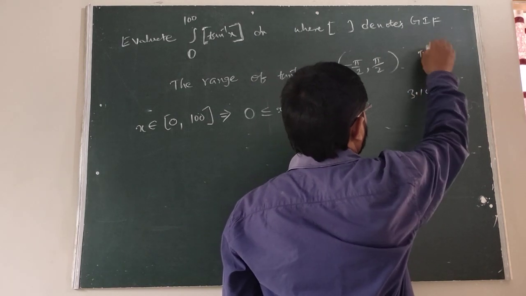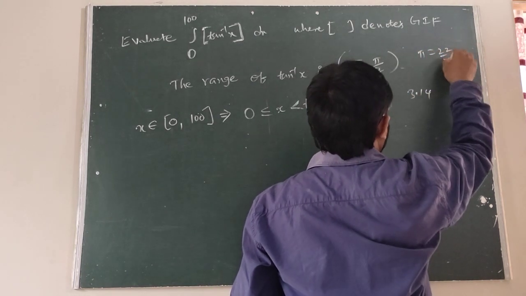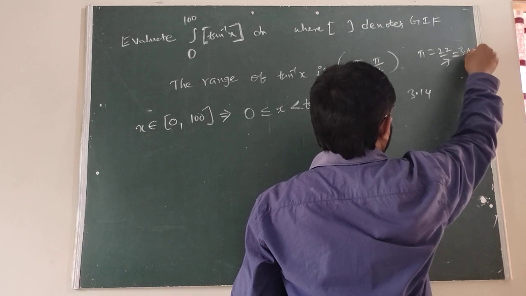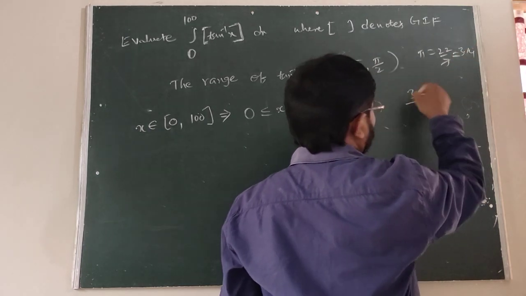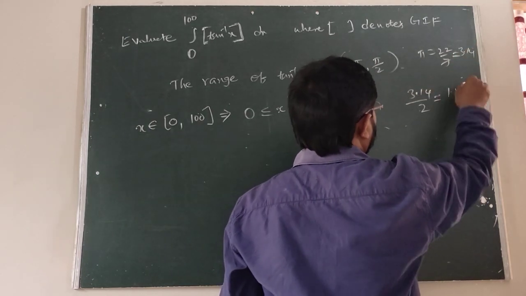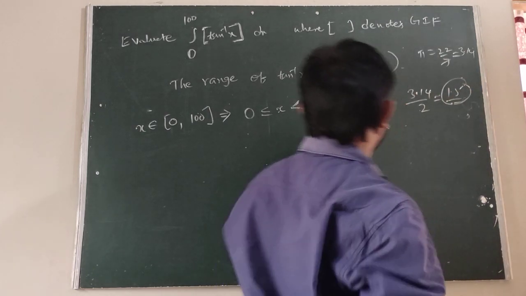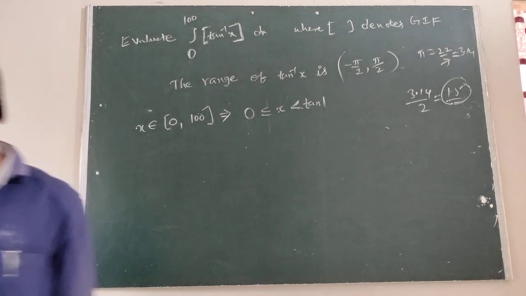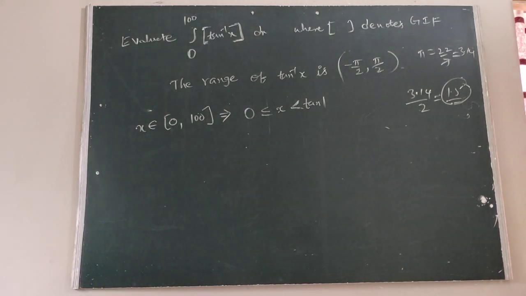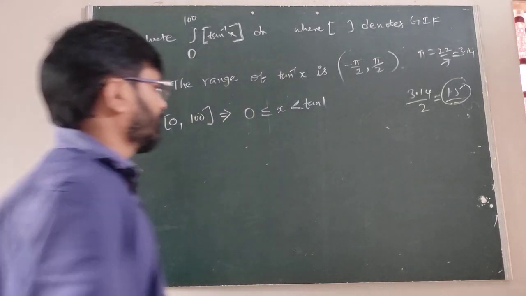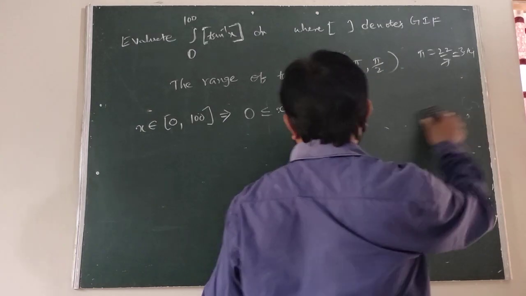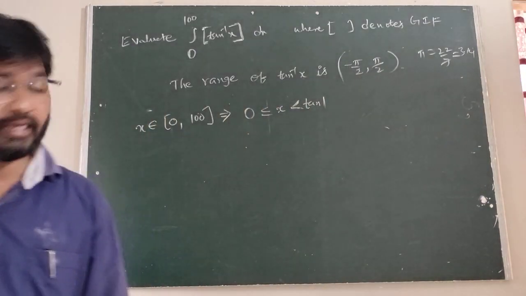3.14. Pi is 22 by 7. Then it will give 3.14 by 2, so we have to take about 1.5. Since the integer part here is 1, that's why we are taking x lies between 0 and tan 1. Is this clear?